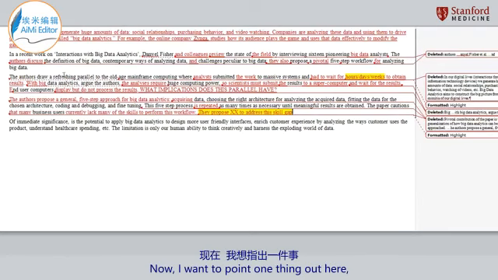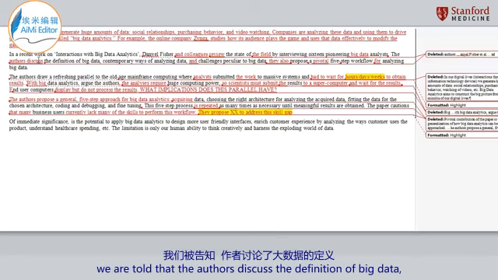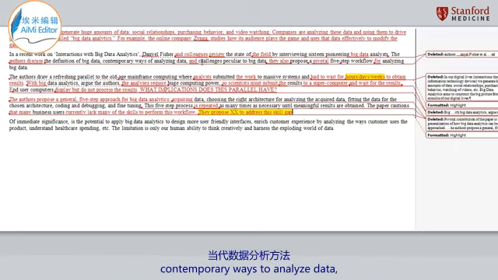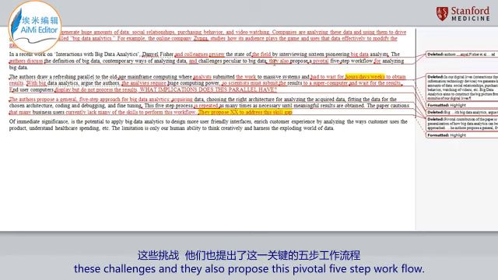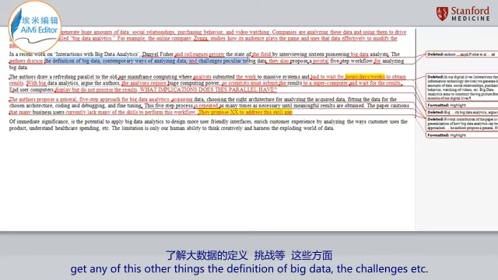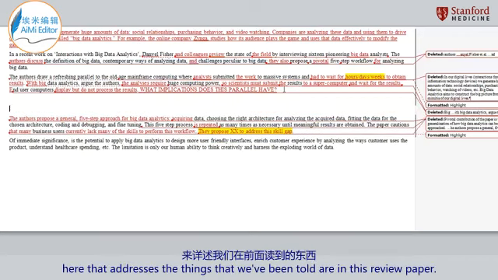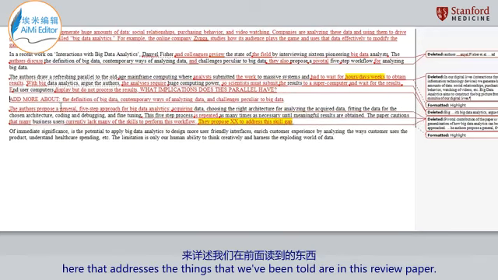Now, I want to point one thing out here. In the very introductory, this second paragraph here, which introduces the review paper, we are told that the authors discuss the definition of big data, contemporary ways of analyzing data, these challenges, and they also propose this pivotal 5-step workflow. So in the body of this paper, we get the 5-step workflow, but we don't get any of these other things, the definition of big data, the challenges, etc. So I'm going to actually ask the author to add a paragraph here that addresses the things that we've been told are in this review paper.